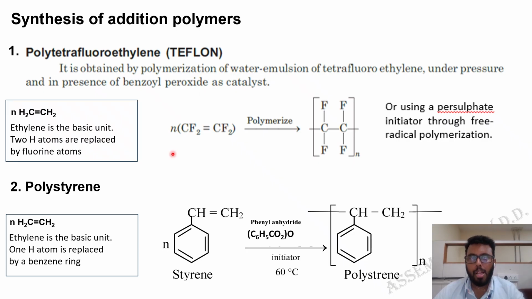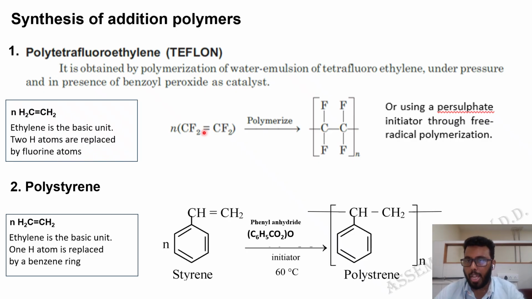polytetrafluoroethylene, or Teflon. It is obtained from the monomer unit ethylene, CH2=CH2, the basic unit. The 2 hydrogen atoms will be replaced by 2 fluorine atoms. So the starting compound, or monomer, will be fluorinated ethylene, CF2=CF2. This polymerization is obtained by water emulsion polymerization of tetrafluoro, where 4 fluorine atoms are present, and one unsaturated bond, an olefin, is present.